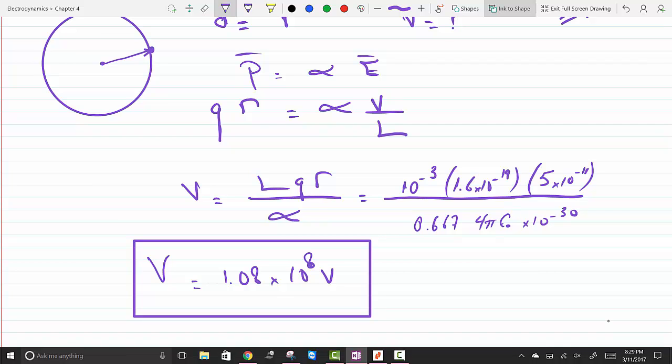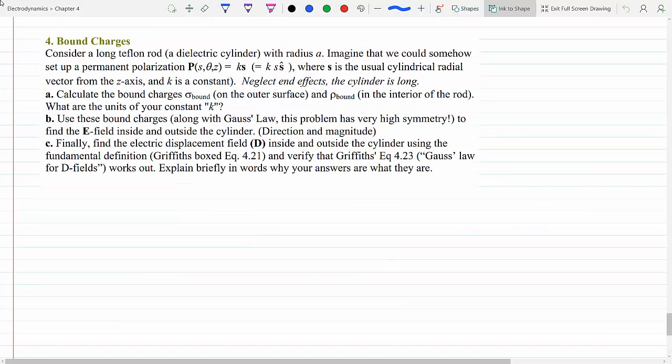That concludes this problem. This question is regarding bound charges and how to figure the electric field in a polarized material, uniform or non-uniform polarization. In this case, polarization is not uniform. It's dependent on the distance. So we have a long rod cylinder, radius A, and we set up a permanent polarization. The mechanism by which this polarization came about is not important.